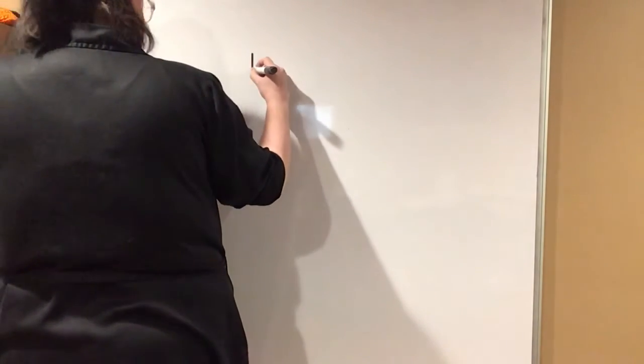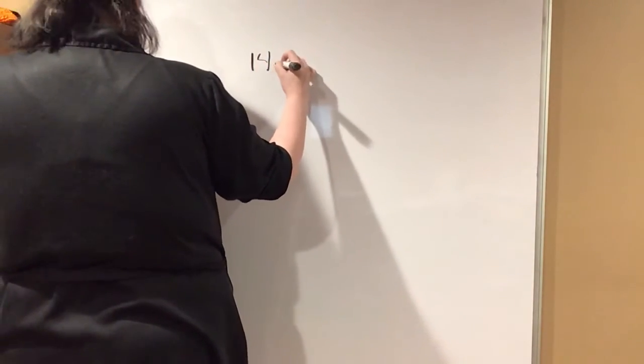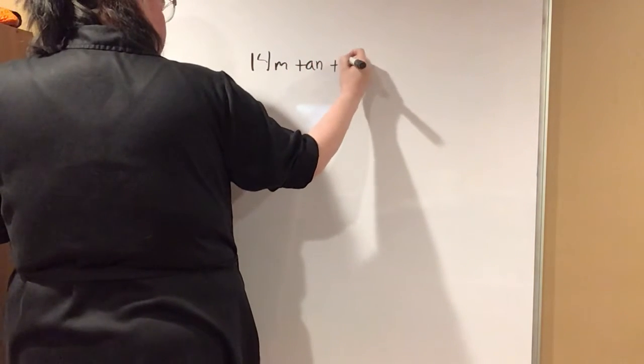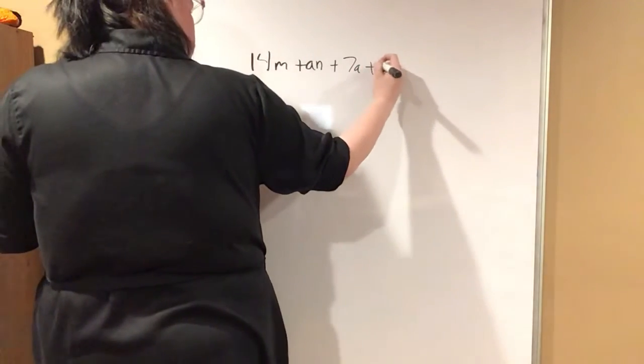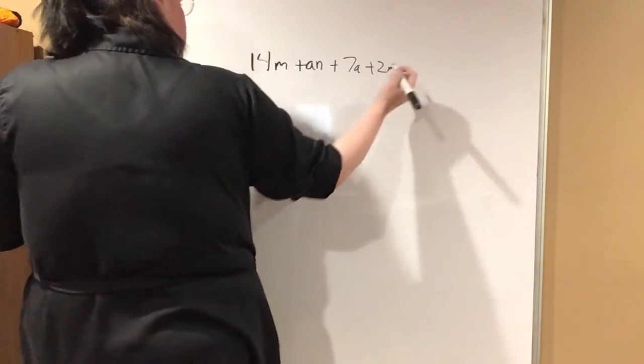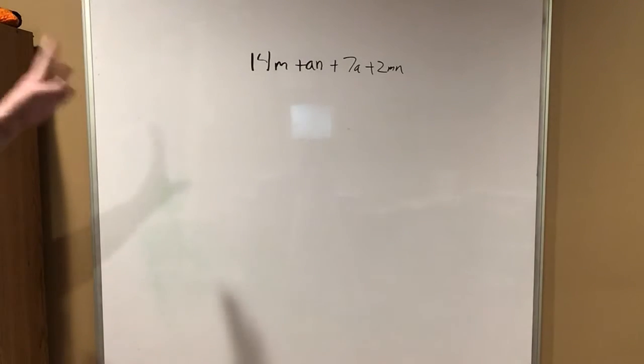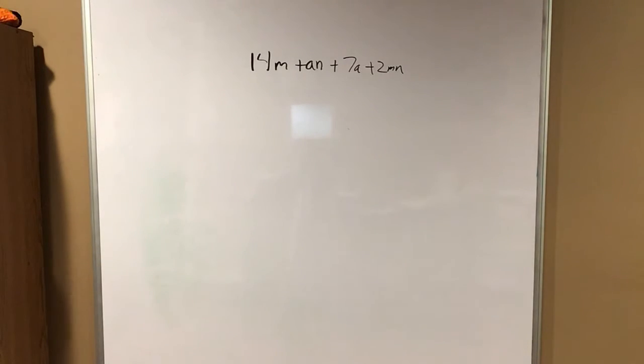So if we're given this, 14m plus an plus 7a plus 2mn. If we're looking at this, nothing that is next to each other can factor, right? And so you're like, oh crap, what do I do?